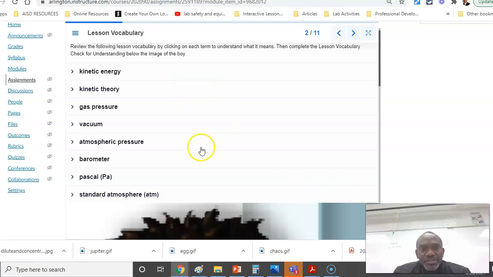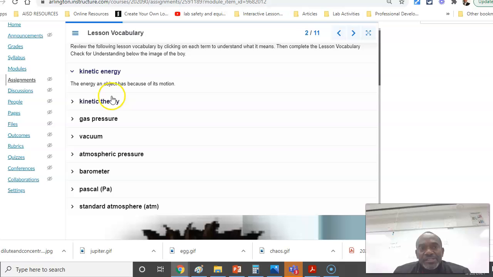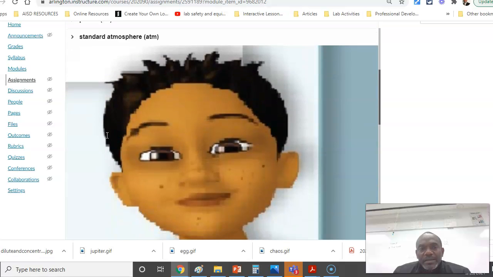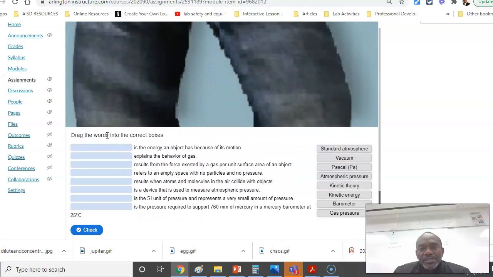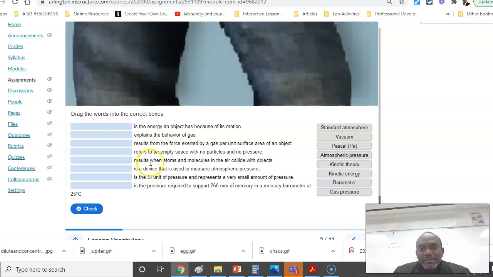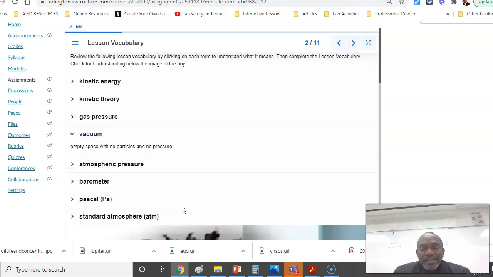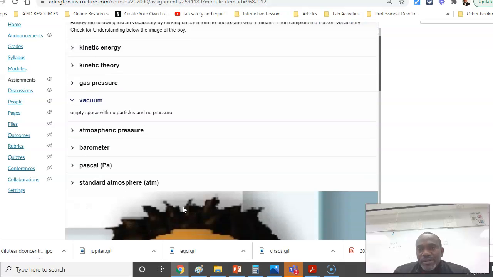Now the next screen is going to be on lesson vocabulary. You click on each word or each phrase to learn what they mean, and answer the questions at the bottom. Here, just simply drag and drop the words to fill in the boxes and check. If you missed any, please go over the lesson vocabulary again and then try it.